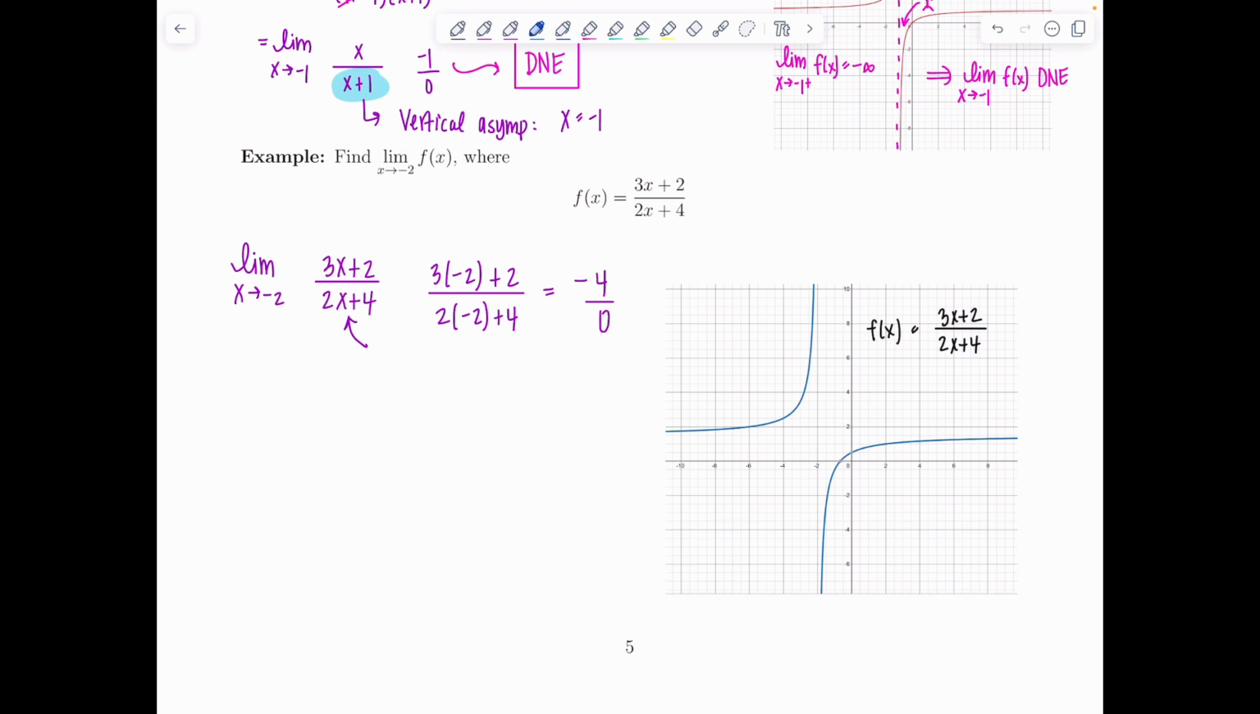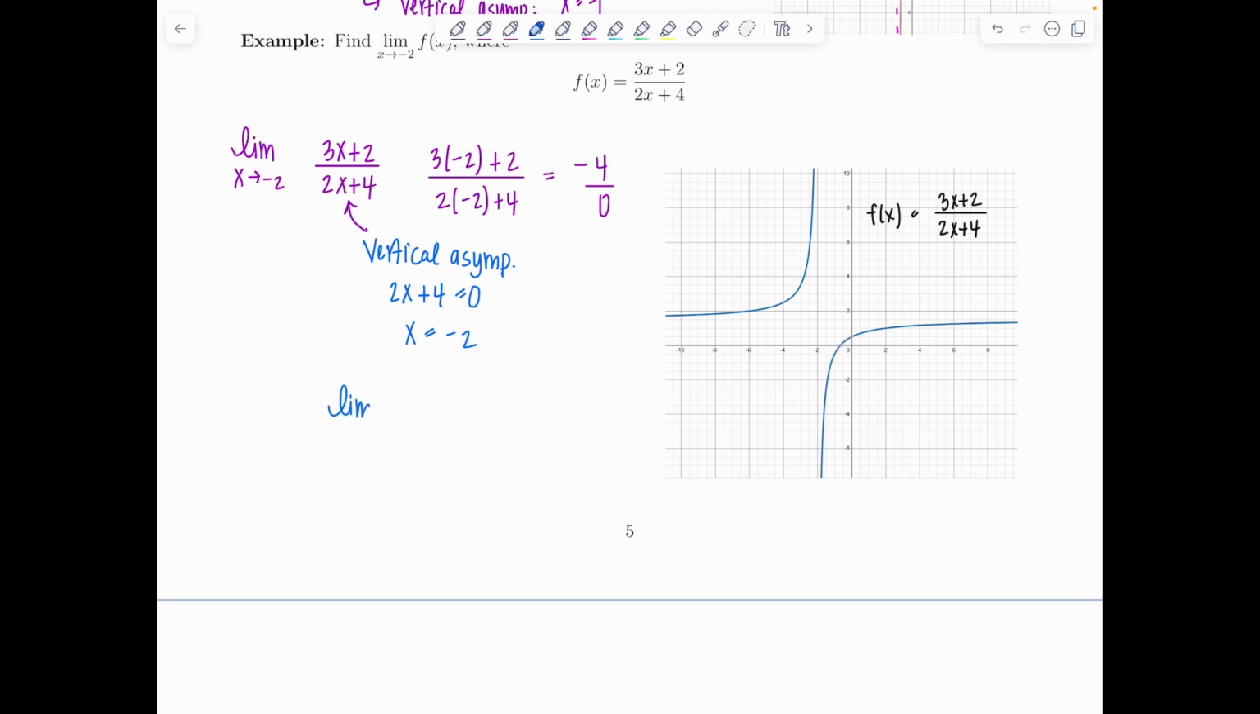Again, you can tell we're going to have a vertical asymptote when 2x plus 4 equals 0, which would mean at x equals -2. So it makes sense the graph is going to approach positive or negative infinity. So this is why we're going to have to look at both sides. So what's the limit as x approaches -2 from the left? So here's x equals -2. From the left, going to positive infinity. And then from the right, where are we going? Yes, excellent. You're going to negative infinity.